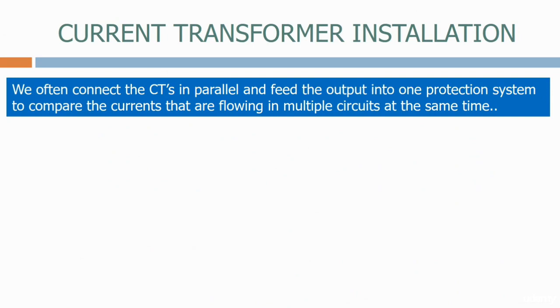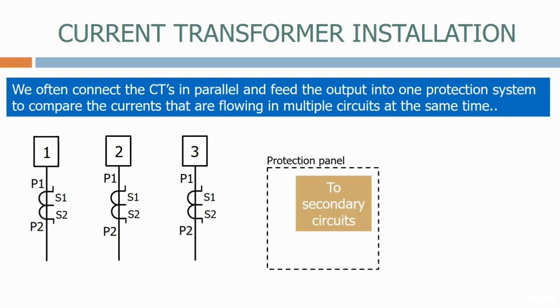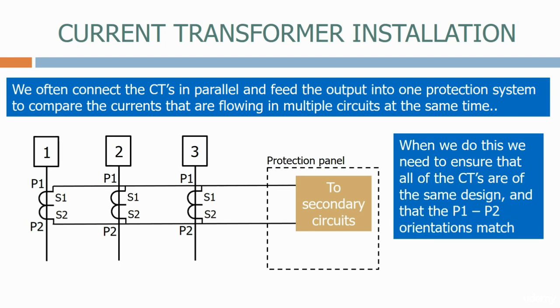We often connect the CTs in parallel and feed the output into one protection system to compare the currents that are flowing in multiple circuits at the same time. Here we have feeders 1, 2, and 3, with the P1 facing the breaker. We connect all the CT S1 connections together and feed them into the protection panel. We do the same with all the S2 connections. We've now paralleled the CTs on all three circuits.